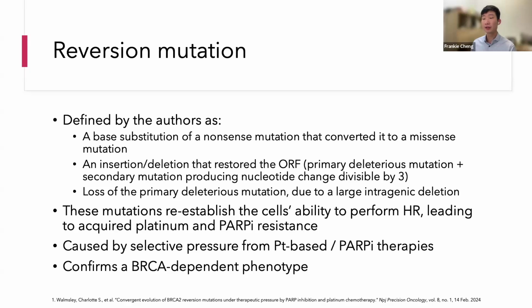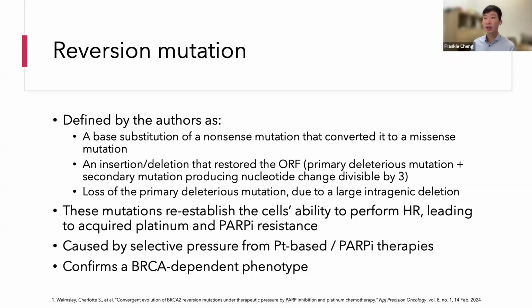So in the first case, if we convert a nonsense mutation into a missense mutation, it might actually restore some of the function of the protein, because a nonsense mutation is likely to result in a large truncated protein due to developing a premature stop codon, while a missense mutation might have a slightly less detrimental effect.